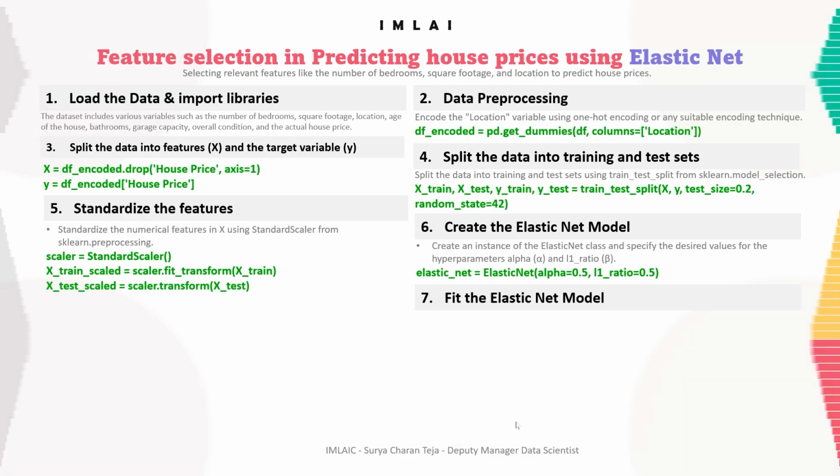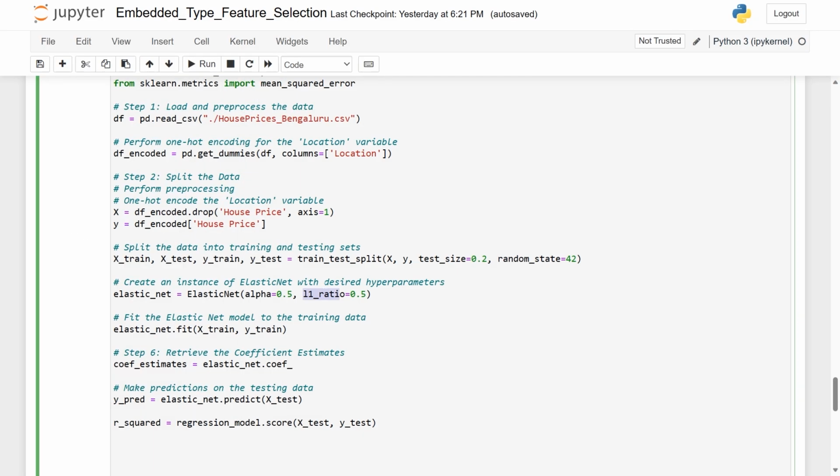Next step is to fit the Elastic Net model. Instantiating the ElasticNet class object was done. Now it's time to fit the Elastic Net model to the training data using the fit method. That's what we're going to do. ElasticNet is the object that we have created.